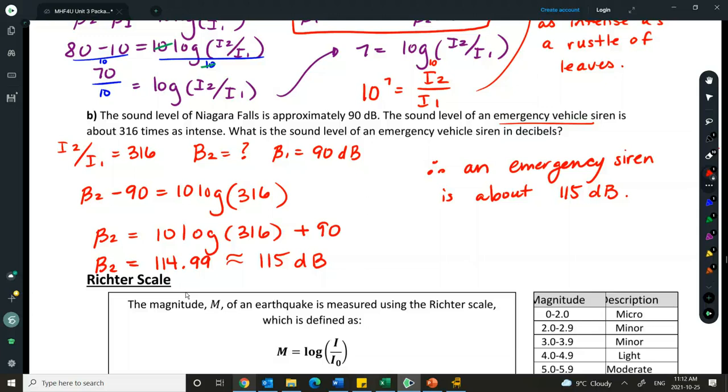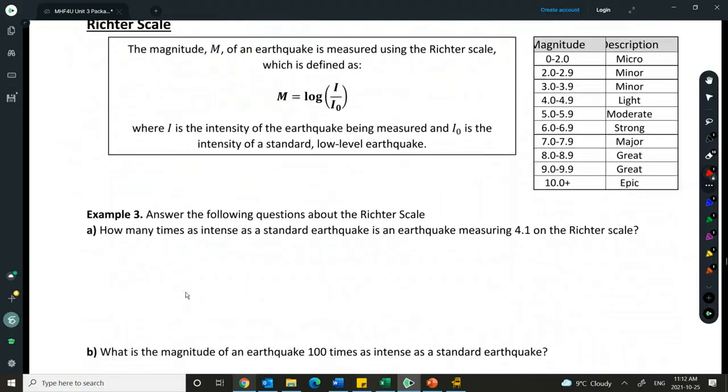Any questions on this one? Okay, last one, Richter scale.